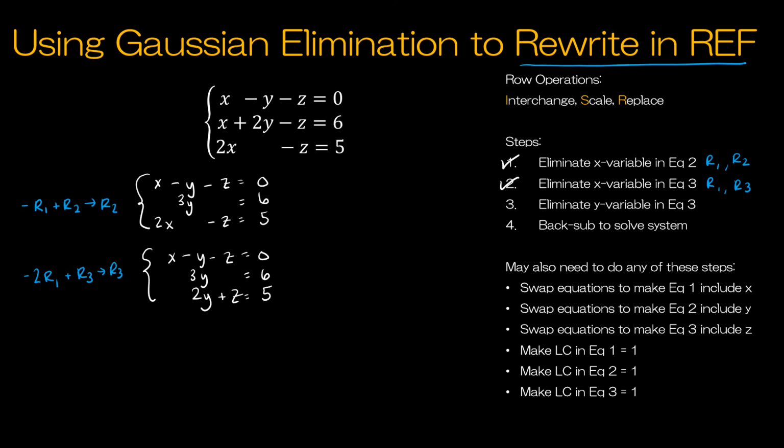Step 3 is to eliminate the y variable in equation 3. But before I do that, it makes sense to me that I'm going to go ahead and make the leading coefficient in equation 2 a 1. That's one of those optional steps that we might have to do. So before I do any rewriting of equation 3 again, I'm going to take 1/3 of row 2 to be my new row 2.